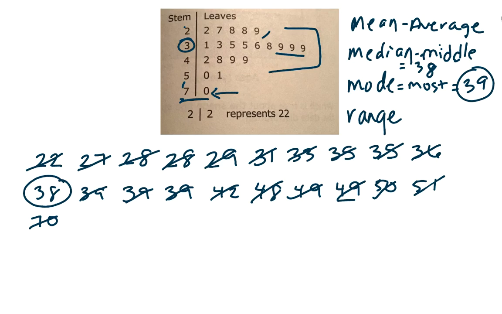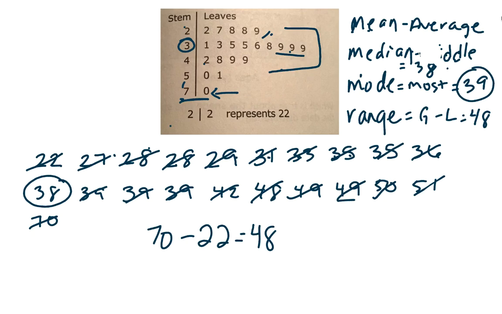The range is basically the spread of the data. So how far apart was the data? The way we find range is by taking the greatest value and subtracting the number that was the smallest or of least value from it. So here the number that was the highest was 70. 70 minus the number that was the smallest, 22, would equal 48. So the spread of this data was 48. That's how you'd find each of the different measures of the data looking at a stem and leaf plot.